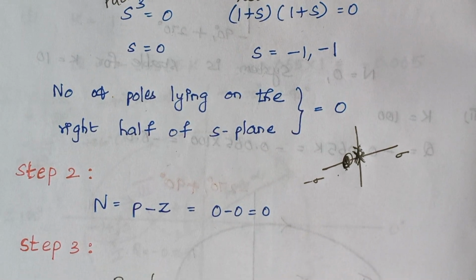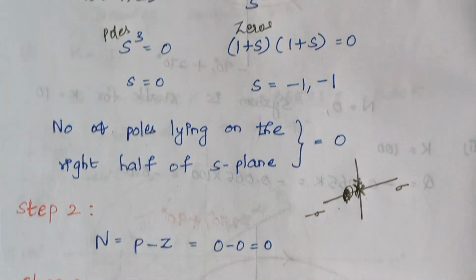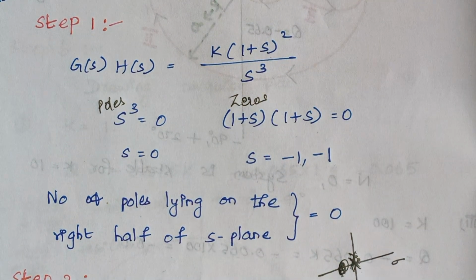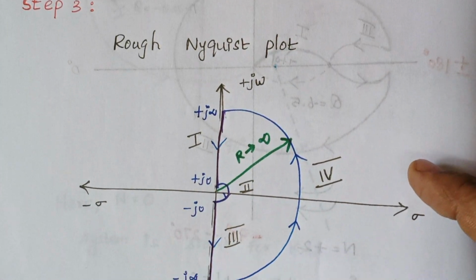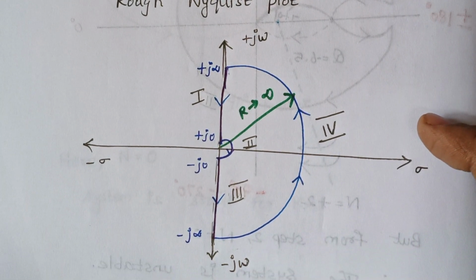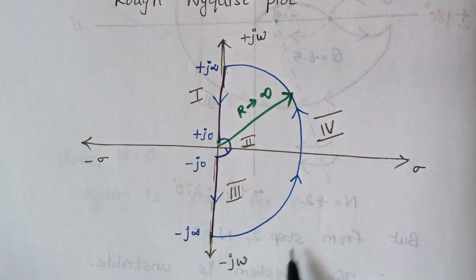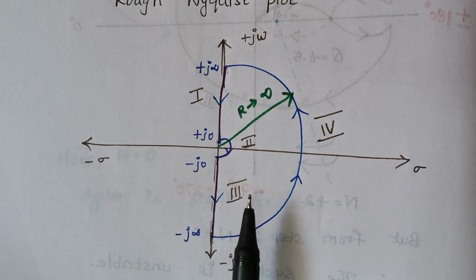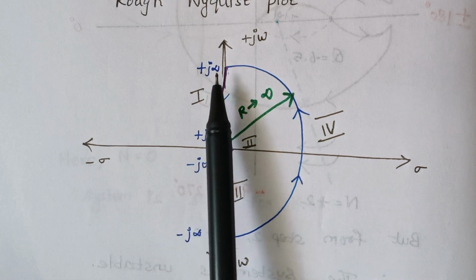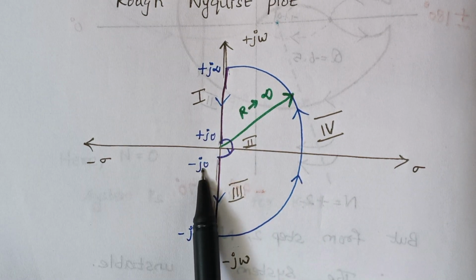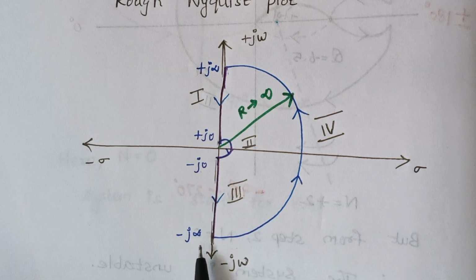Step 3 is drawing a rough Nyquist plot. When you look at the problem, we have poles at origin. So the rough Nyquist plot should not cover the origin. That's the concept here. So you see this is not covering the origin. This Nyquist plot totally consists of 4 sections. First, it starts from plus infinity and ends at plus 0. Section 2 is plus 0 to minus 0. Section 3 is minus 0 to minus infinity. And section 4 is minus infinity to plus infinity.